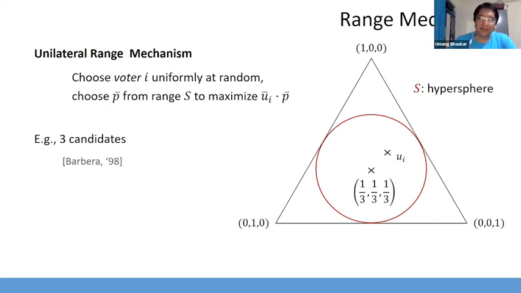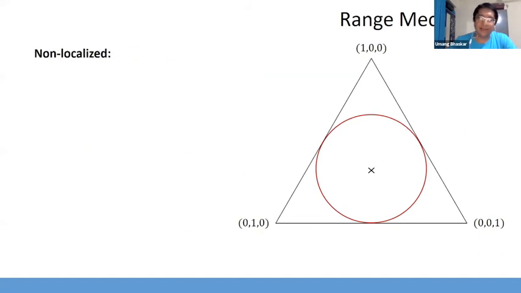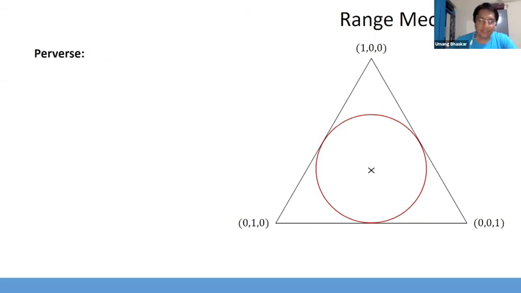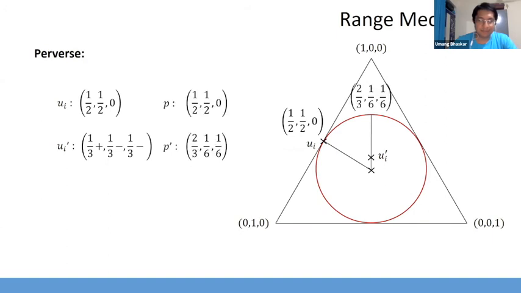I'm ignoring some details. This is roughly what the mechanism should output. It picks the point obtained by drawing this line, and that's my P. The next few slides give a numerical example to show that this mechanism is not localized and is perverse. Let me skip that example.